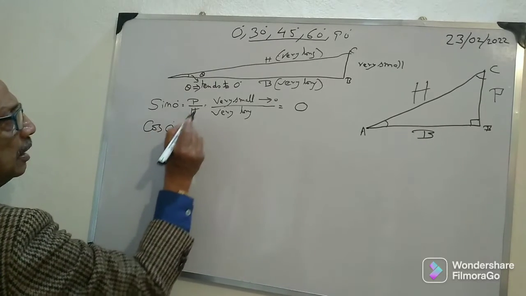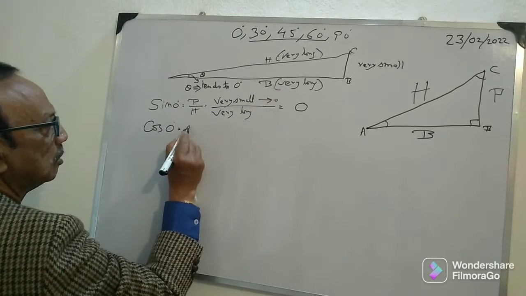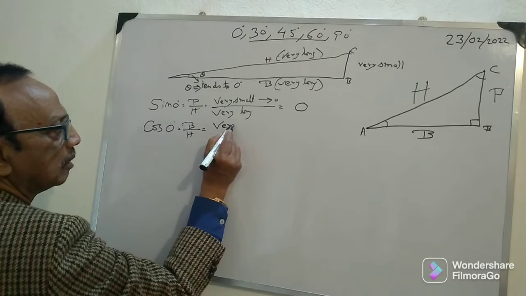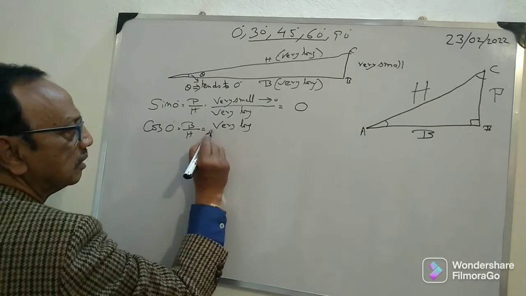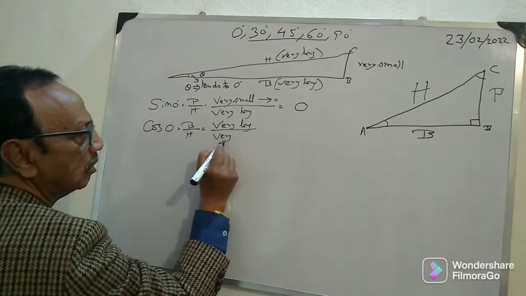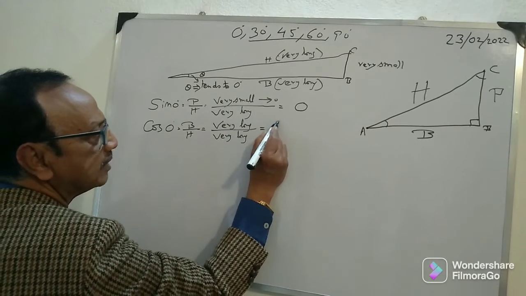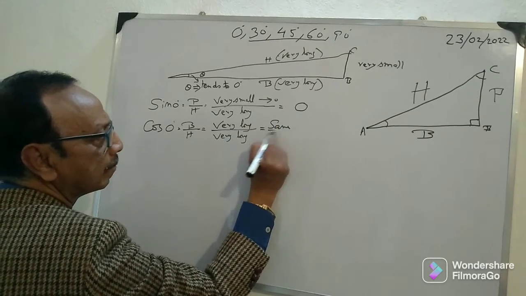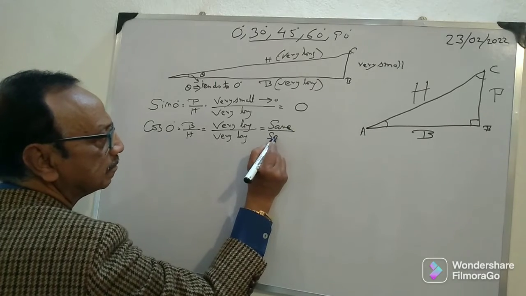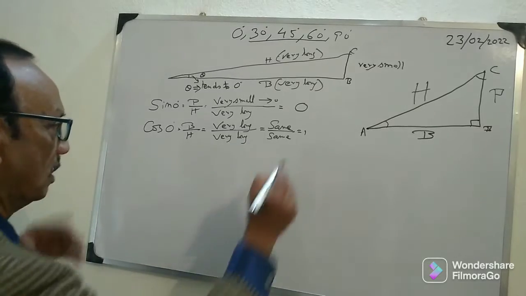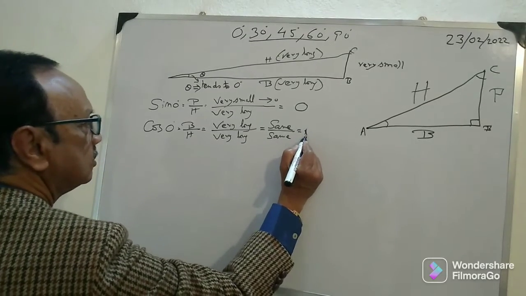Cos 0 degree angle means base by hypotenuse. That means very long distance by very long. So both will be almost the same. That will be same by same, which is equal to 1. Okay? 1. And for tan 0, what will it be?